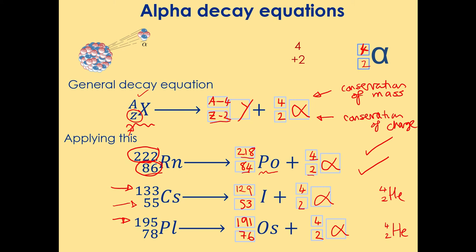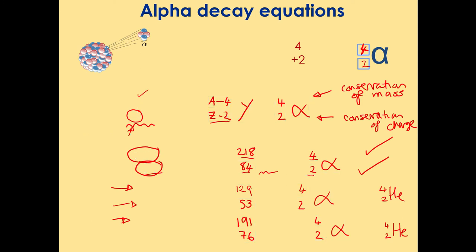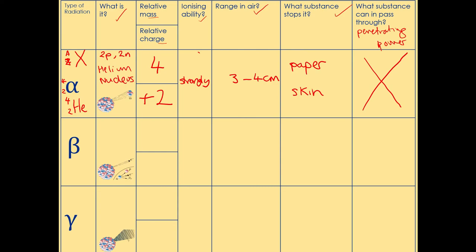Okay, so the next thing that we are going to talk about is, just going to flick back to my table, what is beta? So this is going to be quite counterintuitive for some people, but what beta is a fast moving electron. But this fast moving electron is not one of the electrons that was in the electron shells. It's a fast moving electron that comes from the nucleus. This is all about the nucleus.